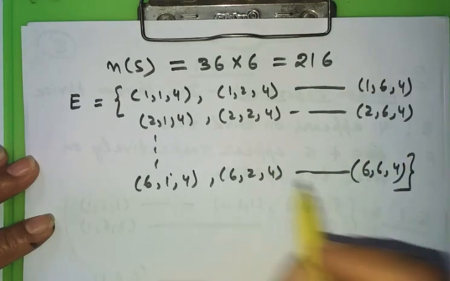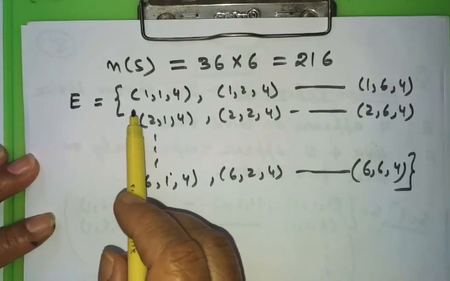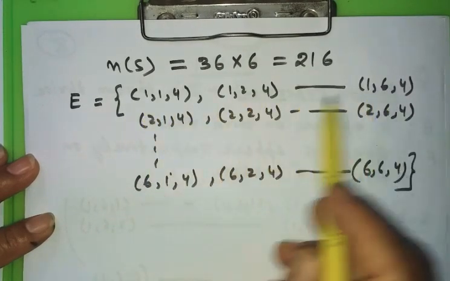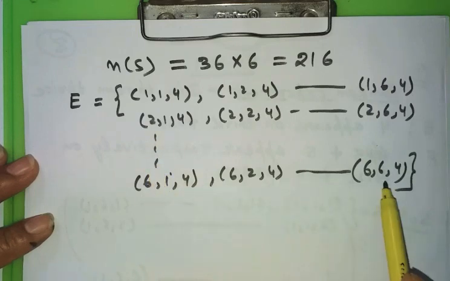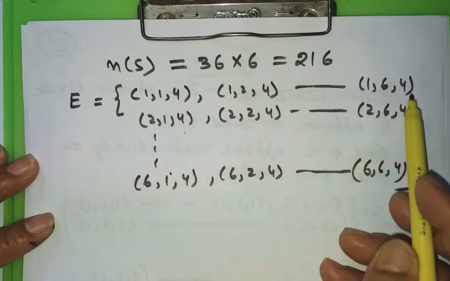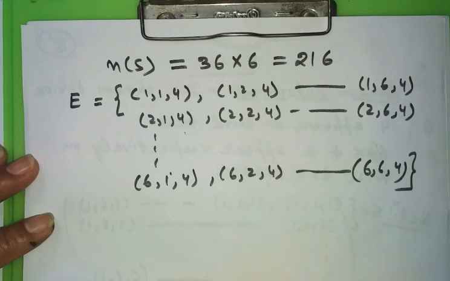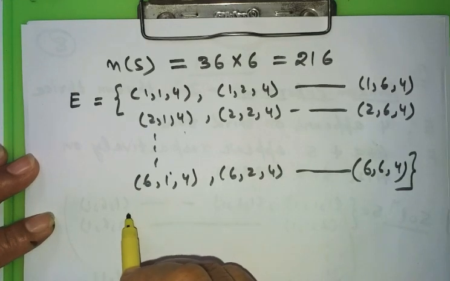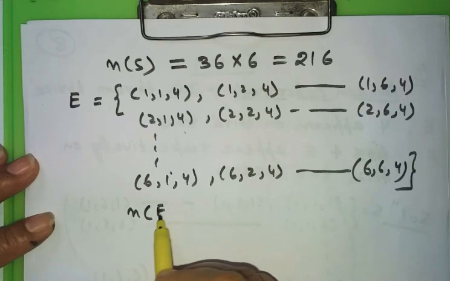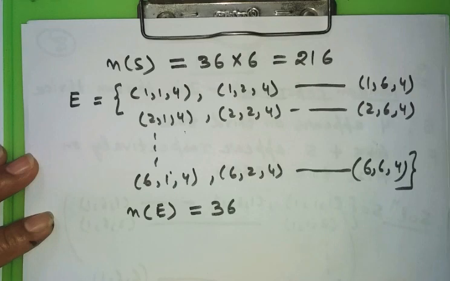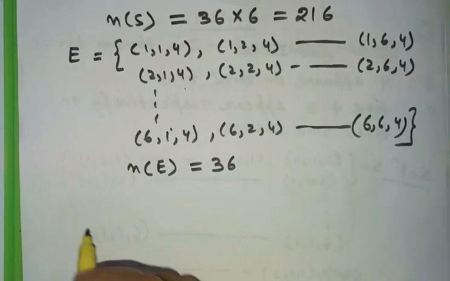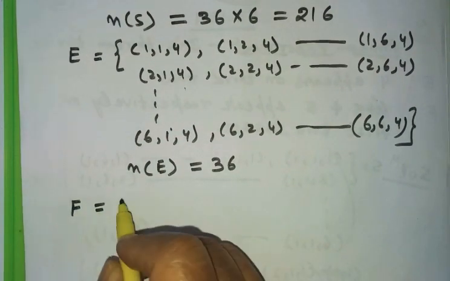So you can see that in the case of all 36 elements 1 1, 1 2 to 1 6, 2 1, 2 2 to 2 6, and so on till 6 1, 6 2 to 6 6, their third element will be 4, because event E says that 4 appears on the third toss. So now you can count the number of elements in the event E, and that obviously comes out to be 36.